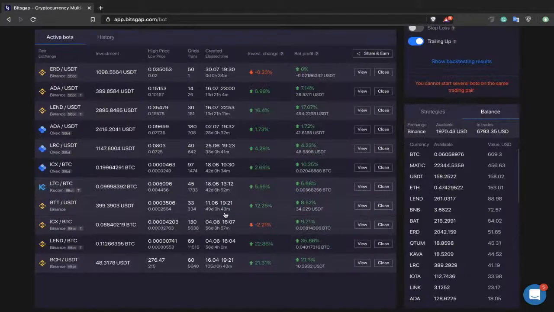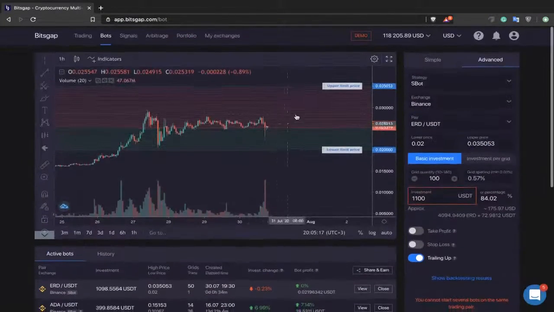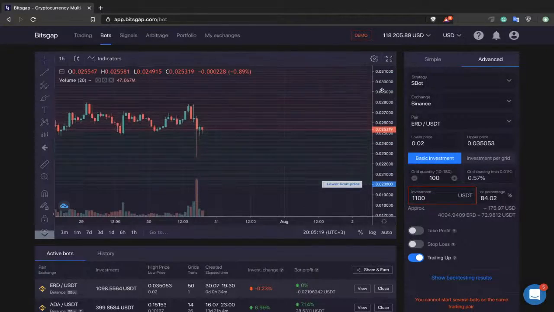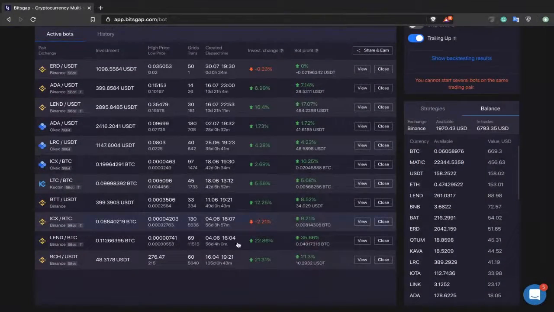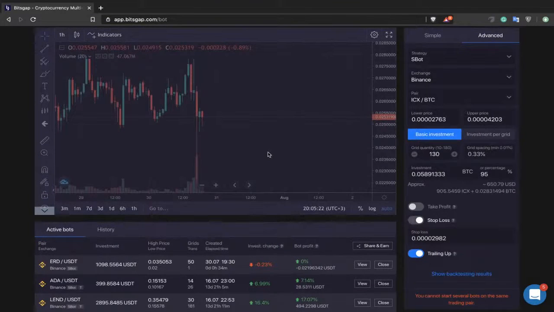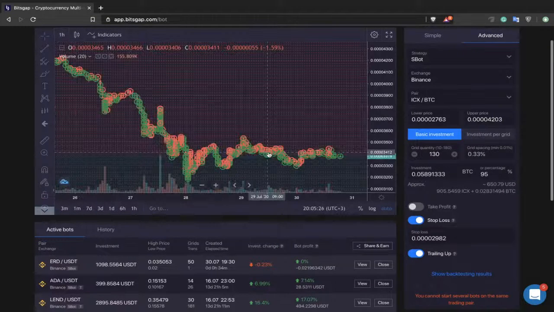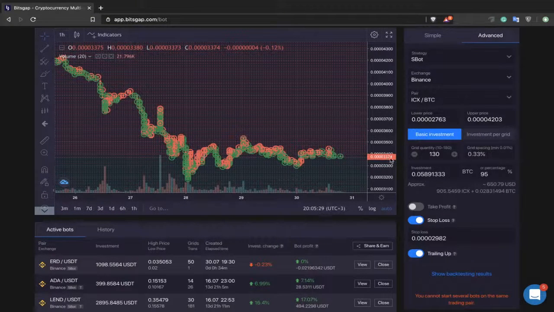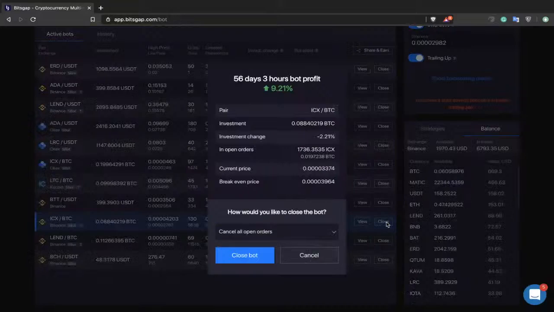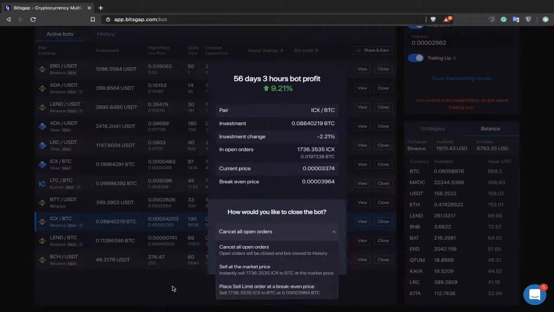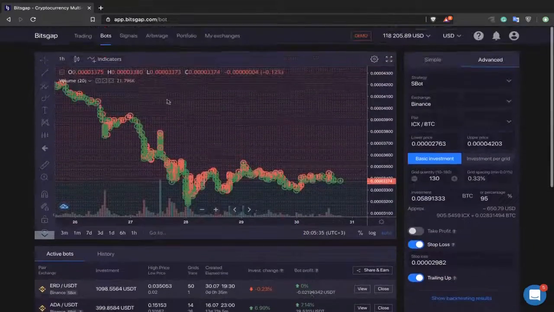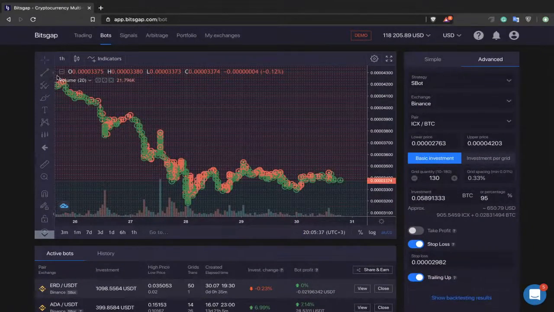And let's see at which price Icon is trading right now. You see, it is currently trading at 3374, and the break-even price was 3964. So if I plot this on the chart, 3964, where is it? 3964.